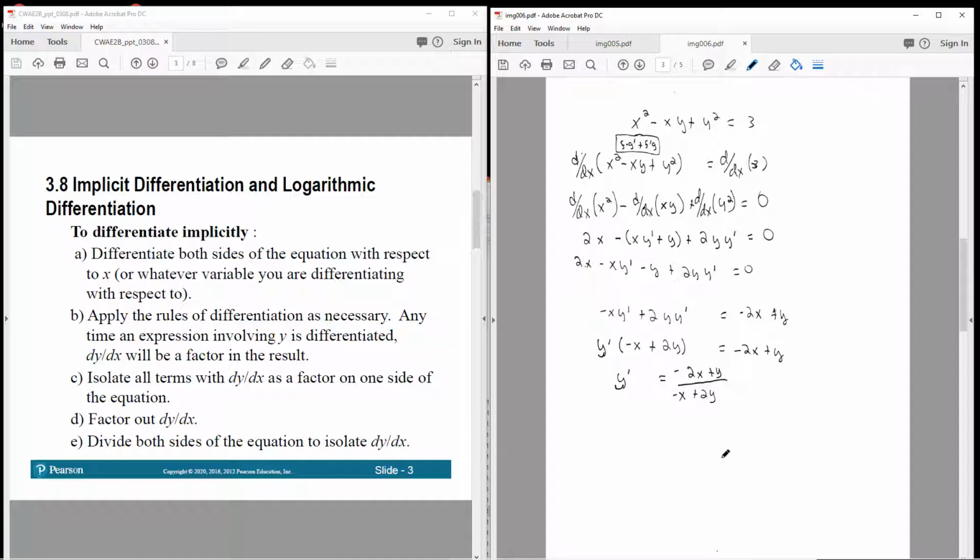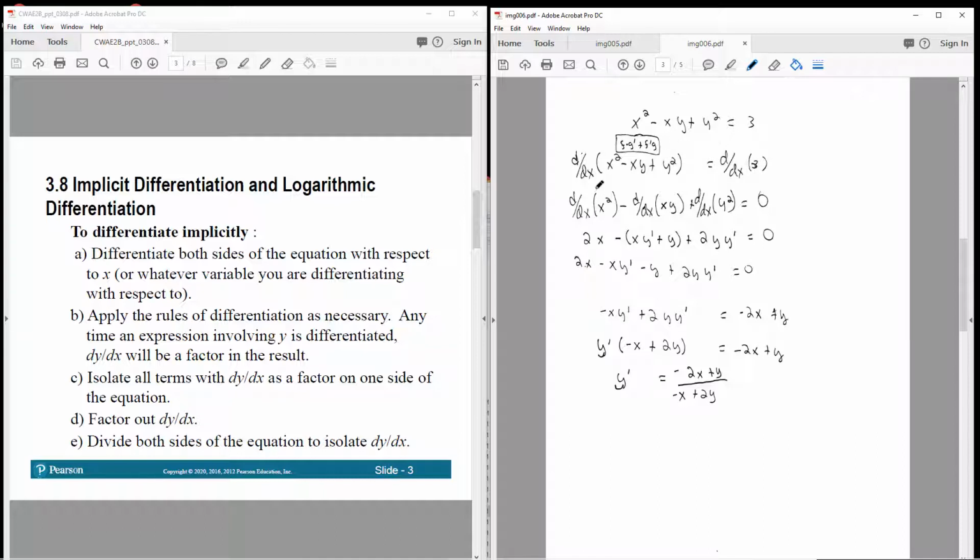Let's look at another one. See here I have x squared minus xy plus y squared equal to 3. So I differentiate each term here with respect to x. So I have dy/dx. Okay, so here I break this down. I differentiate the derivative of x of 3.